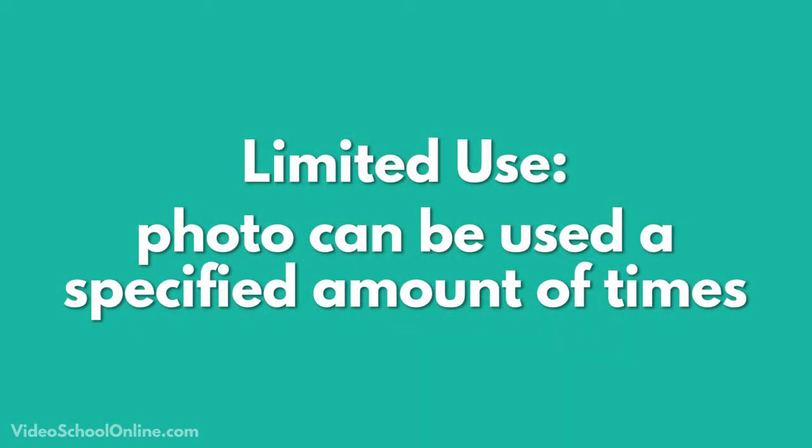There's also limited use, and this limited use can be however many you want. It just has to spell it out in the contract, but it could be one-time use. So this is typical when you purchase stock photography. You're only allowed to use that photo one time for one purpose. So if you use it on your website as a background for your website, then that's the only time you can use it. Or maybe there's 10-time use.